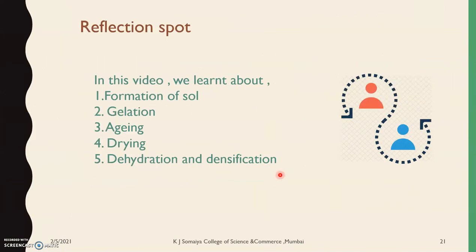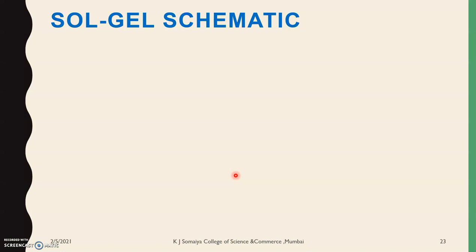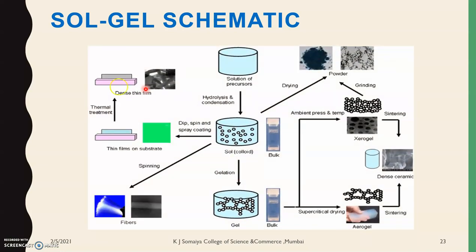So in this video, we have learnt about the different steps, that is formation of sol, then gelation, aging, drying, dehydration and densification. So now let us look at the synthesis of nanomaterials using this method. There are many advantages and disadvantages of this process. So schematically we can represent it by this diagram.